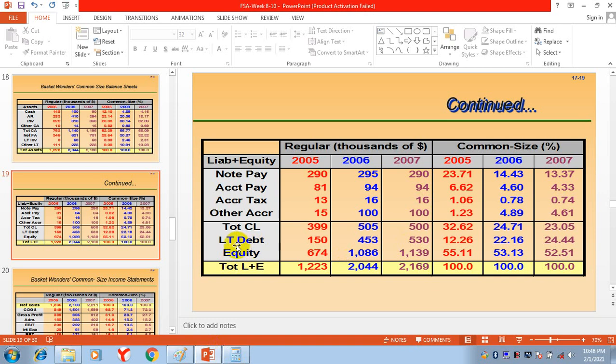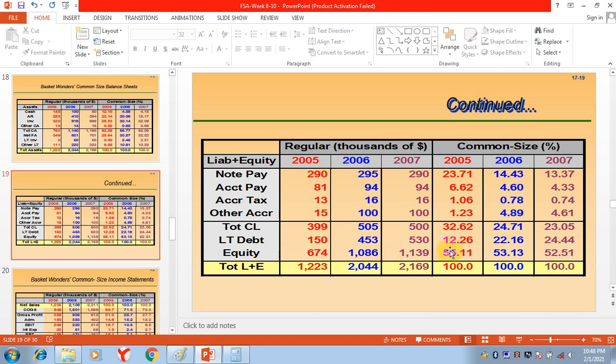Now come to long-term debt. Long-term debt is increasing from 12 to 22 to 24. It is showing a good sign. When a company is taking a loan, it is showing that the company wants to expand its operations. So this company wants to expand its operations, which is a good sign.